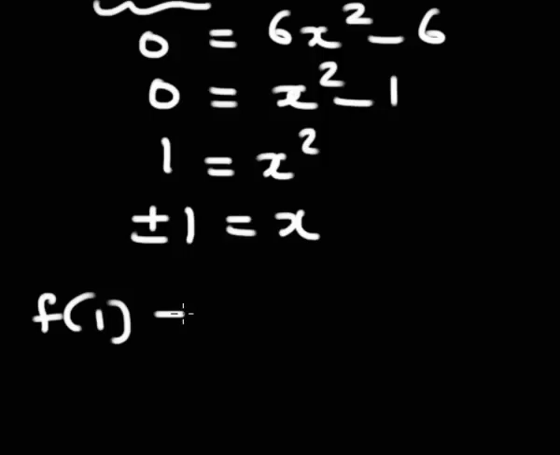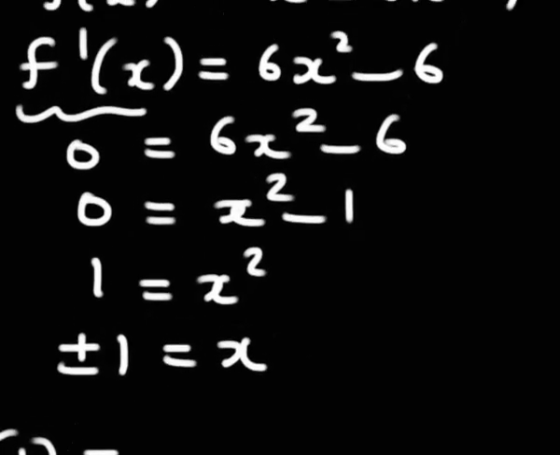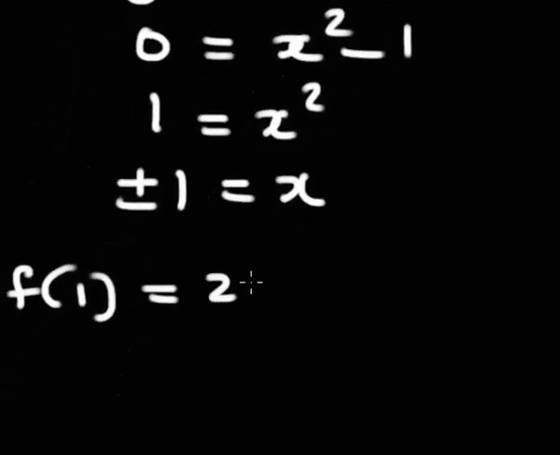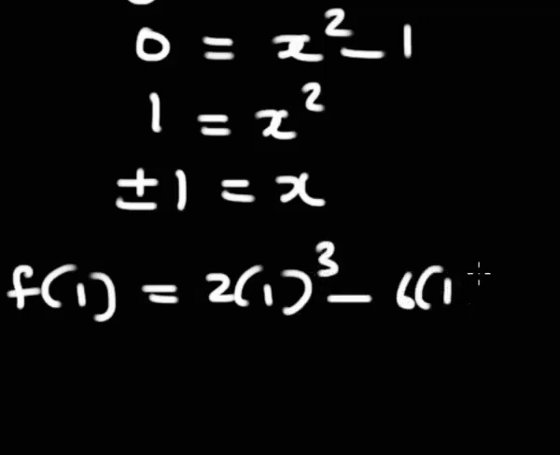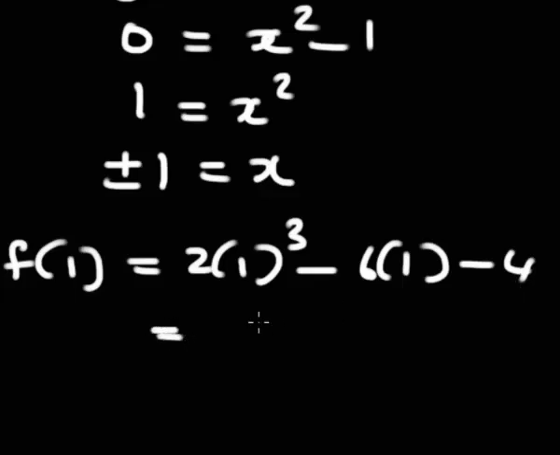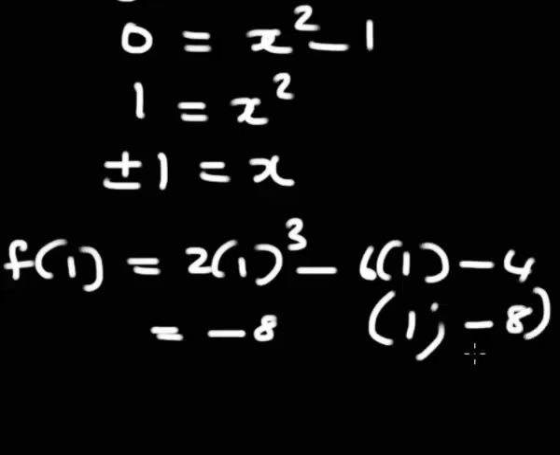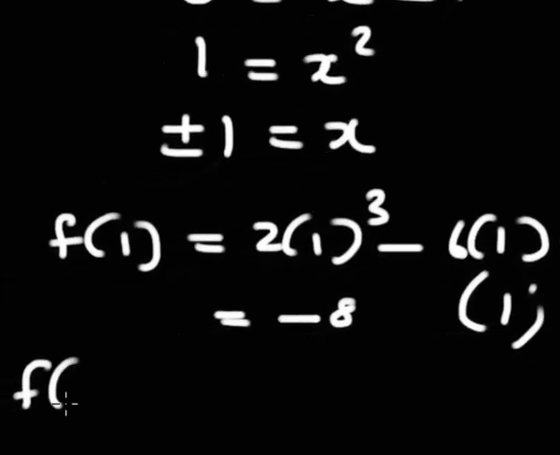The f(1), go back to the original. What's the original? There it is, 2x³ - 6x - 4. So what's that? 2 minus 6 is -4, minus 4 gives -8. It won't cut, but it'll be a turning point at x = 1 and y = -8. Okay, and then what about f(-1)?